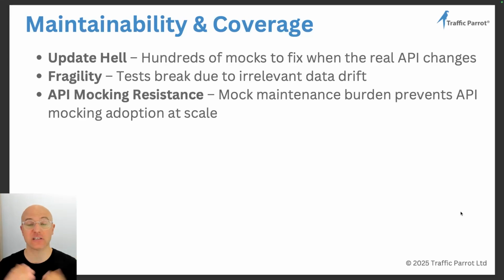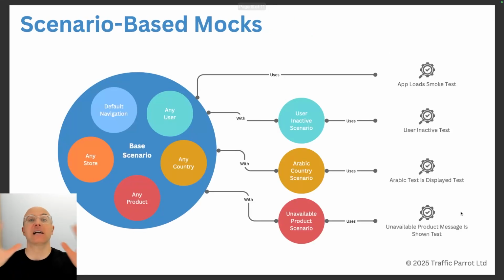The tests are fragile and break due to irrelevant test data drift, and ultimately you've got this issue of mock maintenance burden that we've just discussed that prevents API mocking adoption at scale at your organization, because developers just don't want to use these mocks because they're a maintenance hell. So what can we do with that? We can use scenario-based mocks in Traffic Parrot and remove that duplication.